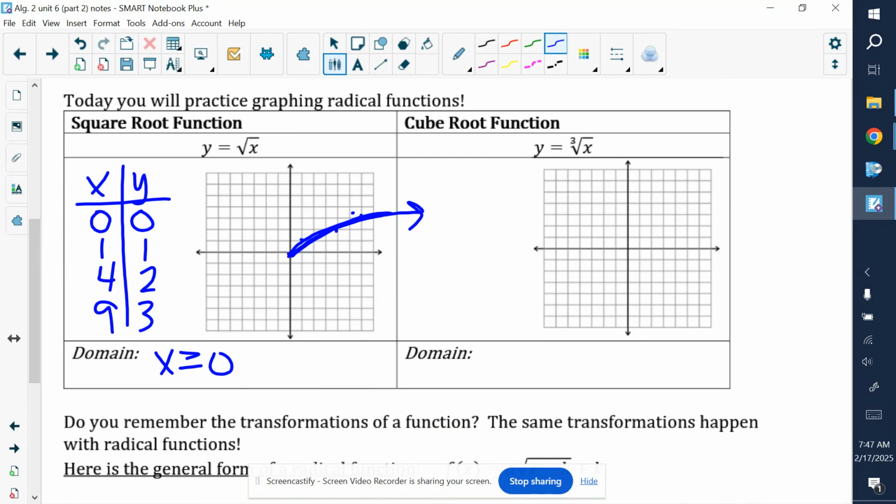Let's look at the cube root function. Okay, let's think of our XY table here. Well, in my square root function, I could not take the square root of a negative. Can I take the cube root of a negative? Yeah, I can. So let's put 0, 0 in the middle here.